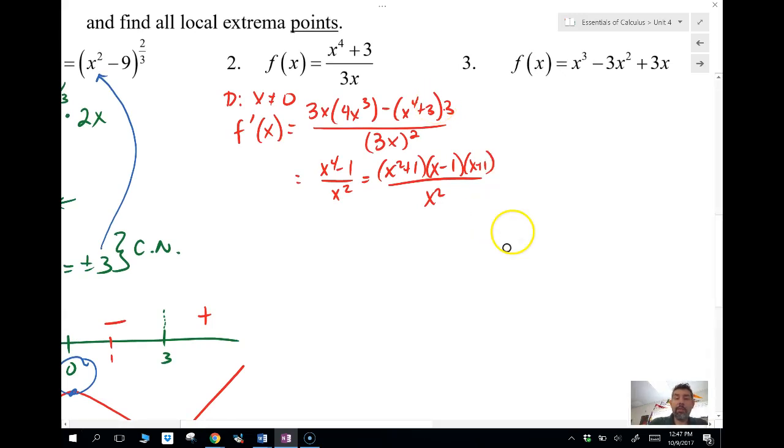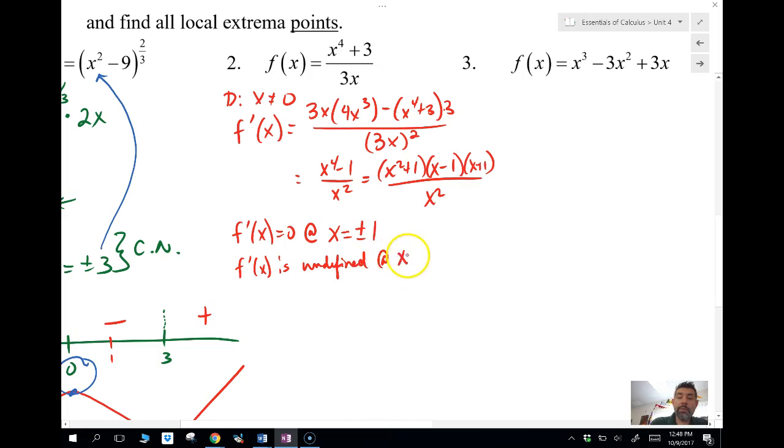And what I'm going to do now is find out when is my f prime of x equal to 0. So it is equal to 0 at x equals -1 and x equals +1. I'm just taking the numerator here and setting equal to 0. Then I also know that f prime is undefined at x equals 0. I get that from my domain, and plus it's in the denominator there.